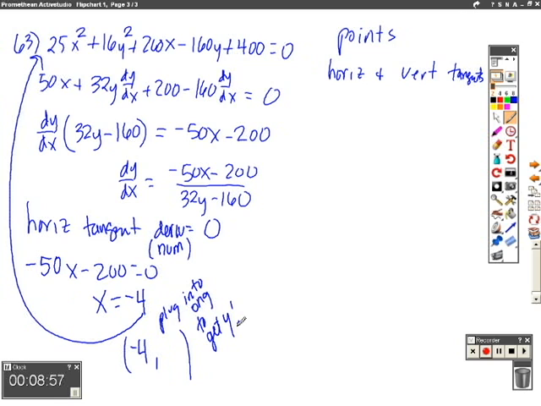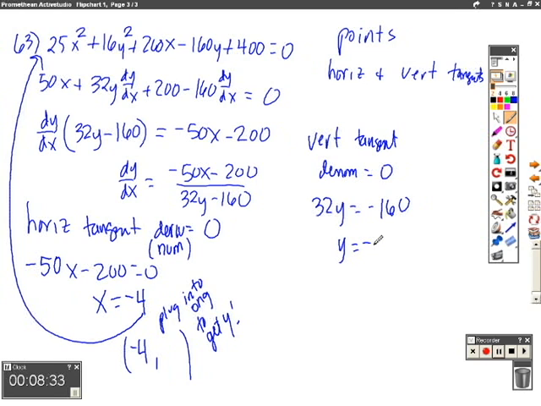Now to get the vertical tangent, we know from class that we're going to set the denominator equal to 0. So when I set the denominator equal to 0, I get 32y minus 60 equal to 0. Solving for y, I will get y equal to negative 5.